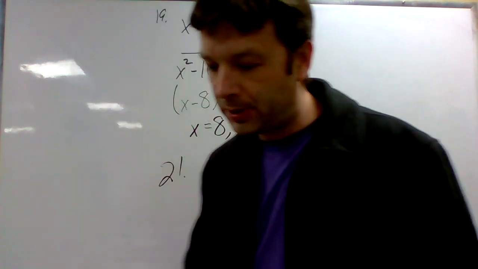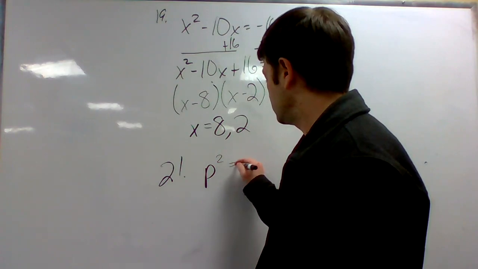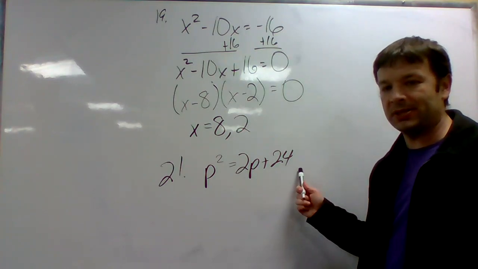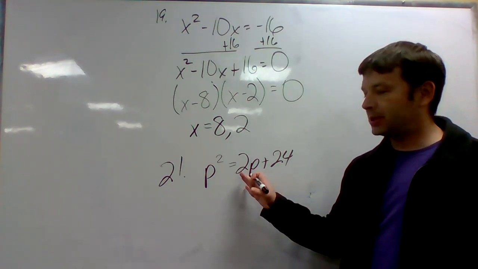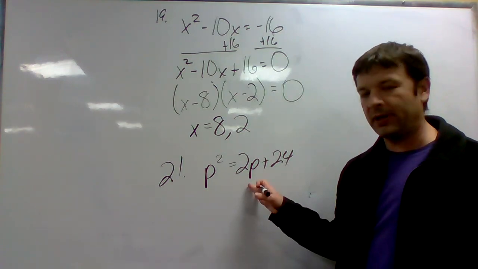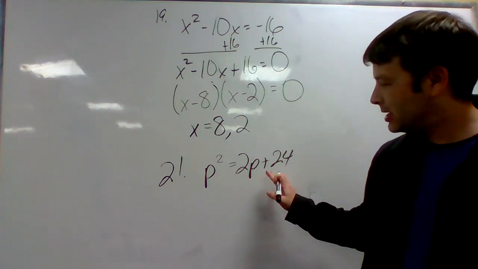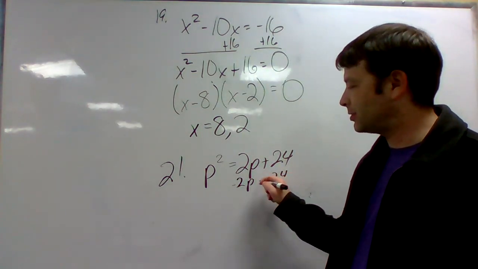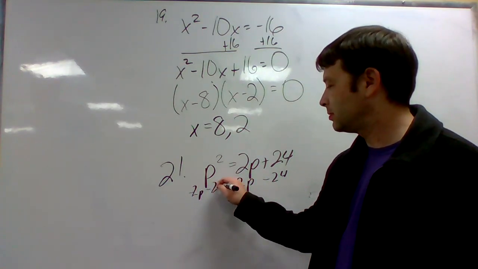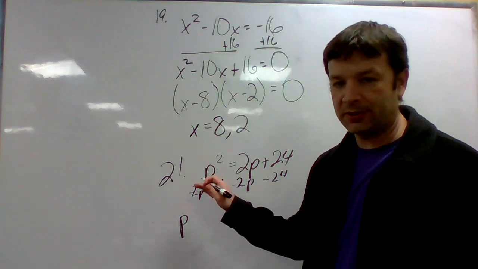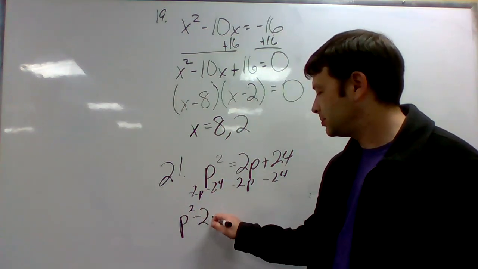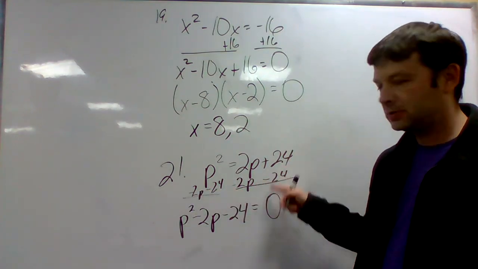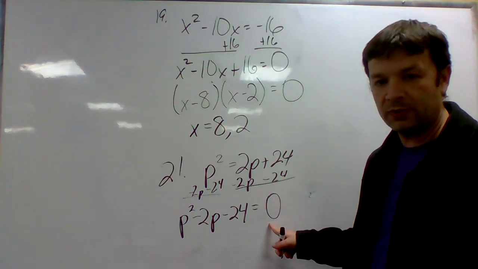21: p squared equals 2p plus 24. All right, same problem. I want this side to be a 0. Technically, I could move p squared to the right, but it'd be negative, and that's going to confuse us. So let's move everything to the left. So I'm going to subtract 2p and subtract 24. So I got p, and they don't mix over here on the left side. p squared minus 2p minus 24, and there's nothing left on this right side. That's what we're going for, so that's 0.